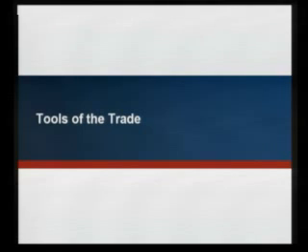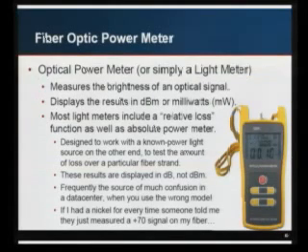I wanted to talk about the tools of the trade people use. The most basic is the optical power meter, which is the technical name. People just call it a light meter. Basically, it just measures the brightness of the optical signal. What you want to see in terms of measuring an absolute signal is a dBm or a milliwatt value.